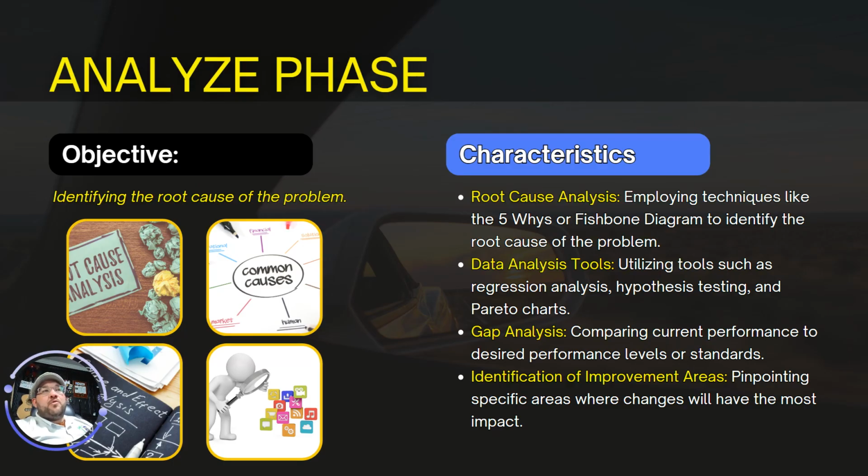Now, the analyze phase is about identifying the root cause of problems. Understanding the root cause helps us understand the process, and then we can improve off of it. Some characteristics of the analyze phase are root cause analysis, data analysis, a gap analysis where you're understanding what the desired performance level is, what the standards are, and how you are meeting them currently performance-wise. And then identification of areas for improvement, pinpointing specific areas where changes will have the most impact on a process.